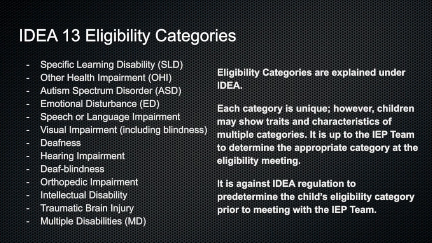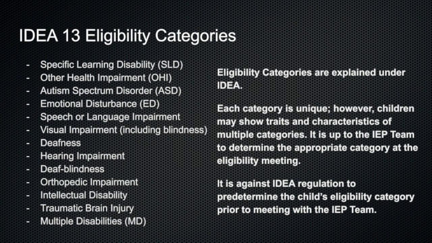The following are the 13 eligibility categories under IDEA. This means that a student must be found eligible under one or more of these categories to receive an IEP. Also note the acronyms for the categories, as many special education teachers and parents refer to these instead of using the full category name. The IDEA website explains each of these categories, and it's encouraged you review the definitions of each for more information, as many traits and characteristics can be found under multiple categories.